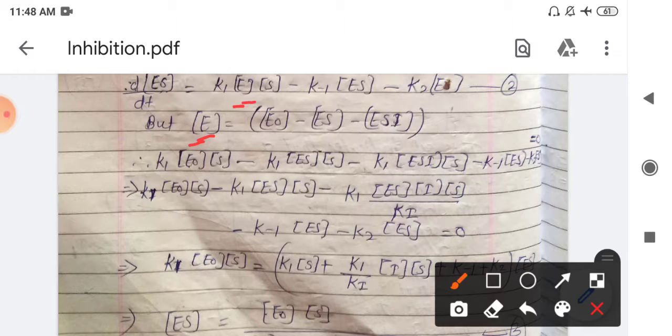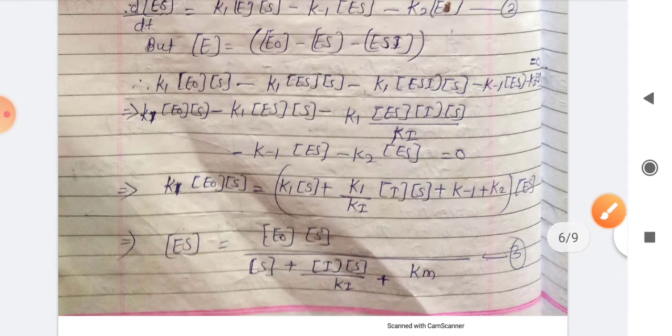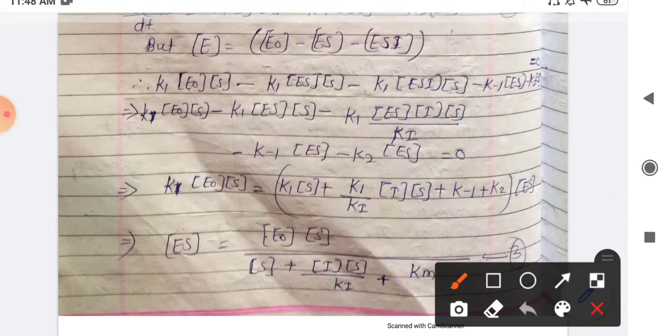Here we substitute the value for E, that is K1 into E0 into S minus K1 into ES into S minus K1 into S into ESI, plus K minus 1 into ES minus K2 into ES. Now the ESI complex is there, so just substitute the value for ESI from equation number 1, that is ES into I divided by Ki. So we have obtained the equation after simplification.